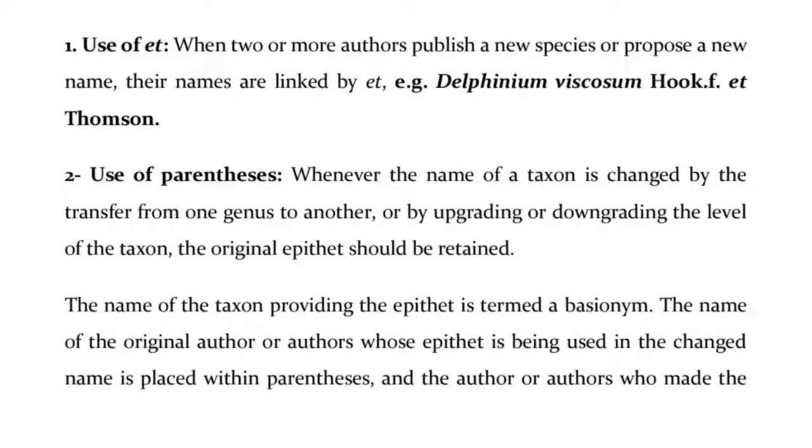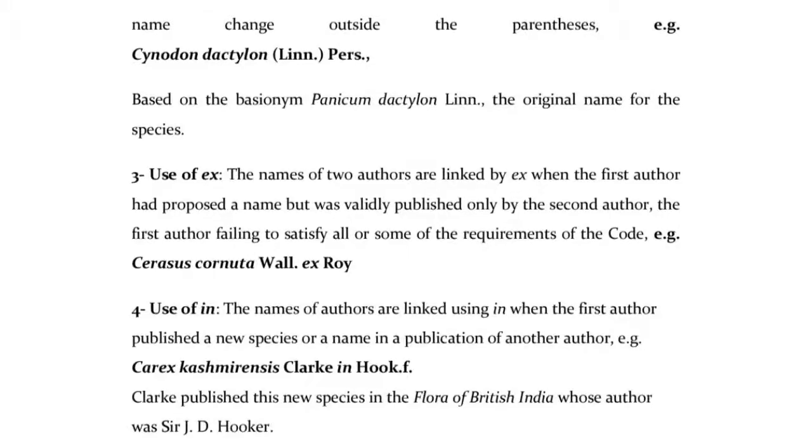Point 2. Use of parentheses. Whenever the name of a taxon is changed by the transfer from one genus to another, or by upgrading or downgrading the level of the taxon, the original epithet should be retained. The name of the taxon providing the epithet is termed a basionym. The name of the original author or authors whose epithet is being used in the changed name is placed within parentheses, and the author or authors who made the name change outside the parentheses, e.g. Cynodon dactylon Linn. Thus, based on the basionym Panicum dactylon Linn, the original name for the species.